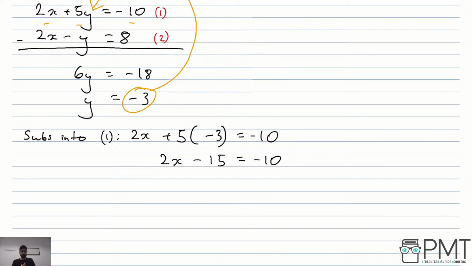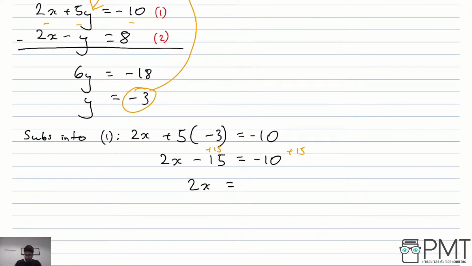And you want to leave x on its own. You will need to add 15 to both sides. So 2x is, so what's minus 10 plus 15? You should get 5. And then x equals 5 over 2.